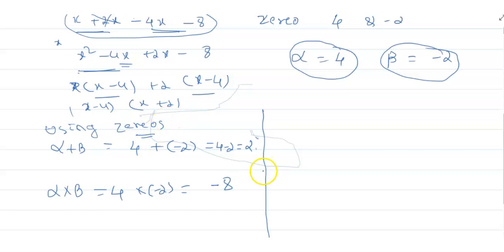Then I have to verify this, right? I have to verify using the coefficients. Now for verification purposes, let's take the polynomial back. What is the polynomial? That is p of x is equal to x square minus 4x plus, sorry, this is what is not present.